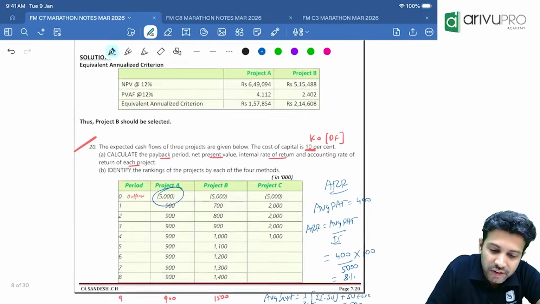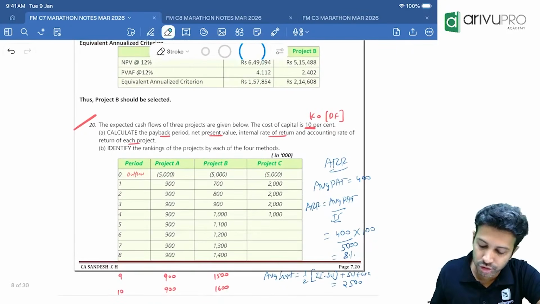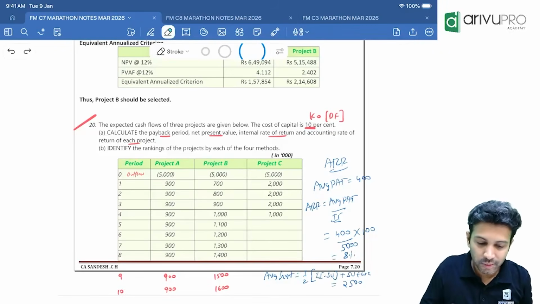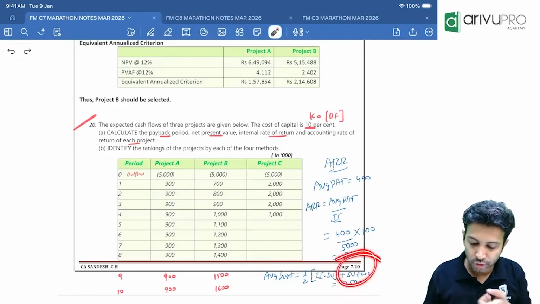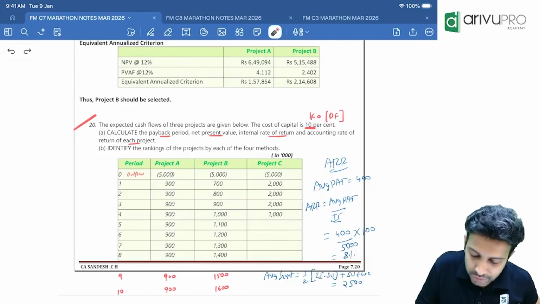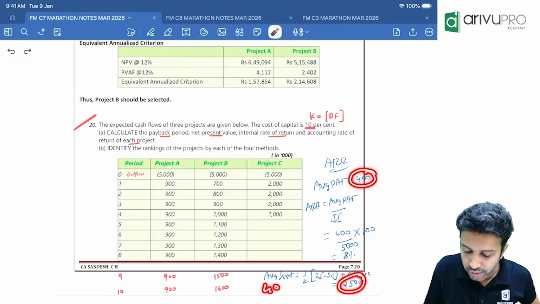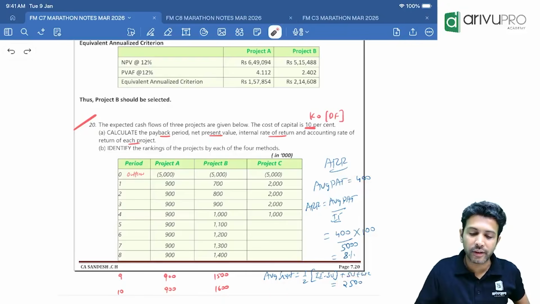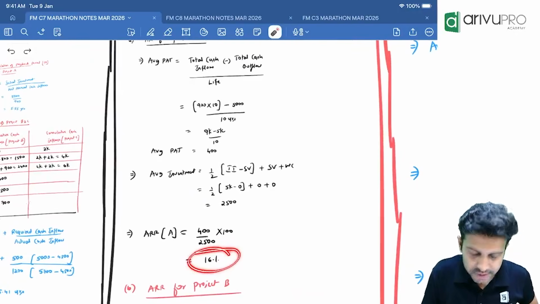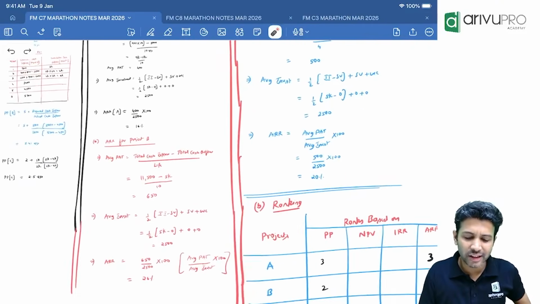Only initial investment is given. Salvage value and all not given. So half of 5,000 minus 0, close the bracket, plus salvage value 0, plus working capital also 0. So in average investment, how much are you going to get? 2,500. Average PAT is 400. Average investment is 2,500. So 400 divided by 2,500 into 100. How much are you getting? You are getting 16%. That's all. Same thing you'll have to do for B as well as C.